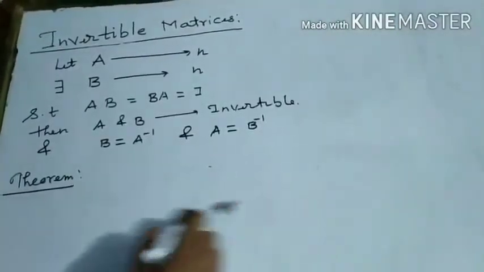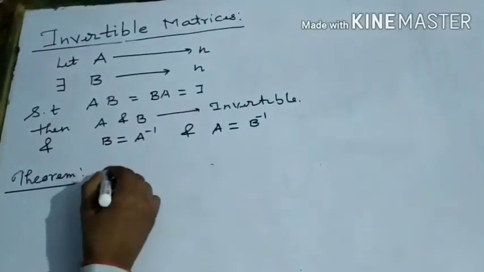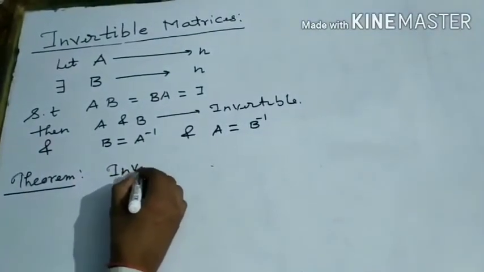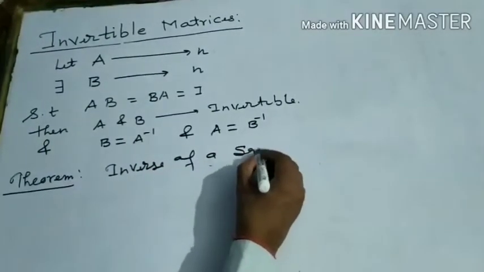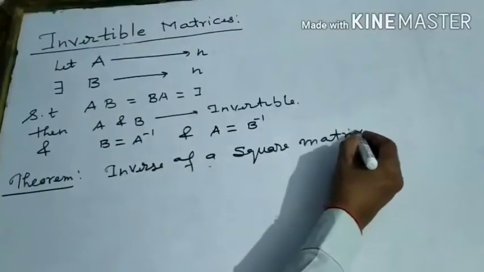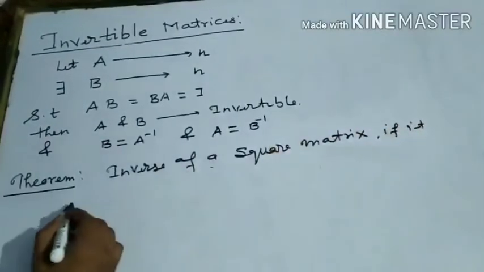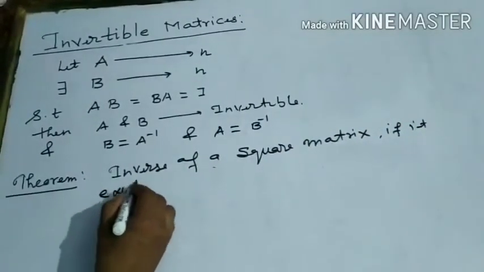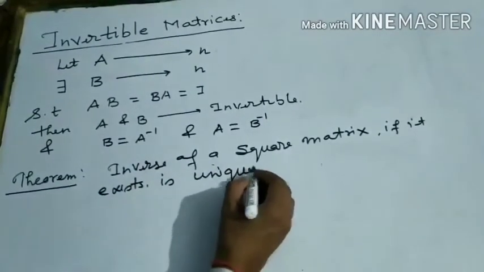So here you have to see the theorem related to the uniqueness of the inverse: the inverse of a square matrix, if it exists, is unique. Proof you have to see.